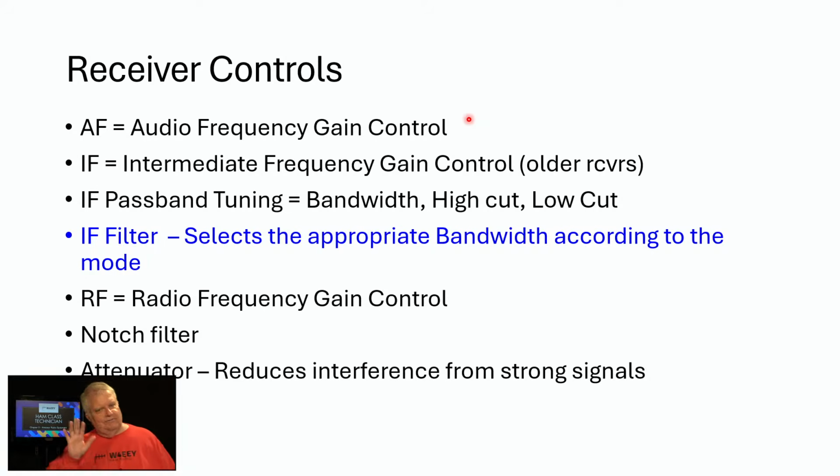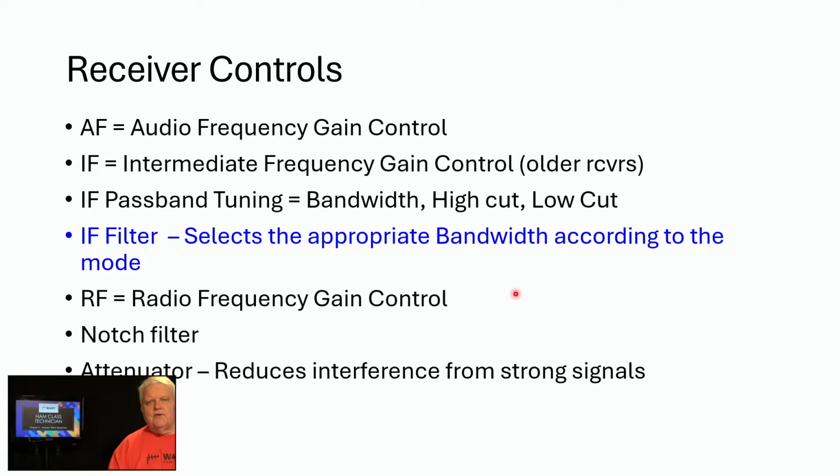If we have an AF control, sounds cooler. A lot of older radios had something called an IF gain control. IF is intermediate frequency. It's a part of the internal amplifiers inside the radio. Most modern radios don't have that anymore. Now, we do have IF filters. You can set the bandwidth of the reception filter to match the modulation mode. So for CW, very narrow, for single sideband, wider, and for AM, even wider still.